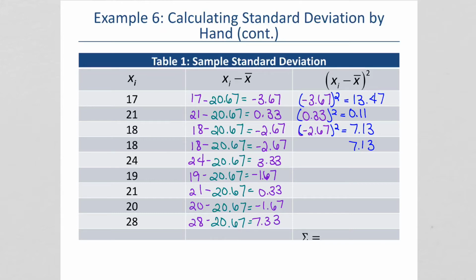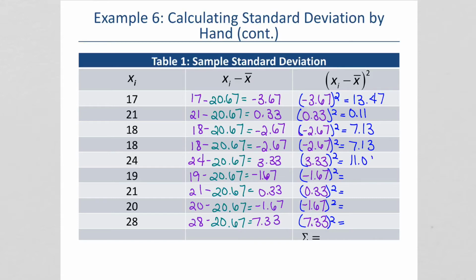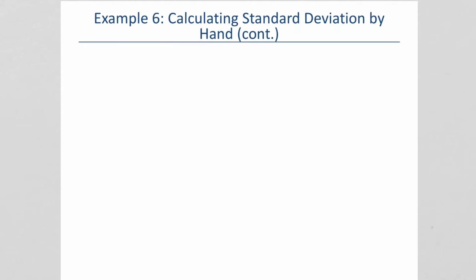And I'm going to pause while I finish this up. Okay, so we're almost there. Got to finish filling in all my squares here. And I hope you're doing this on your paper too, so you'll have something to look back at. After we do that, we add them all up. All of these here, okay, to get 96.01. We're almost done.